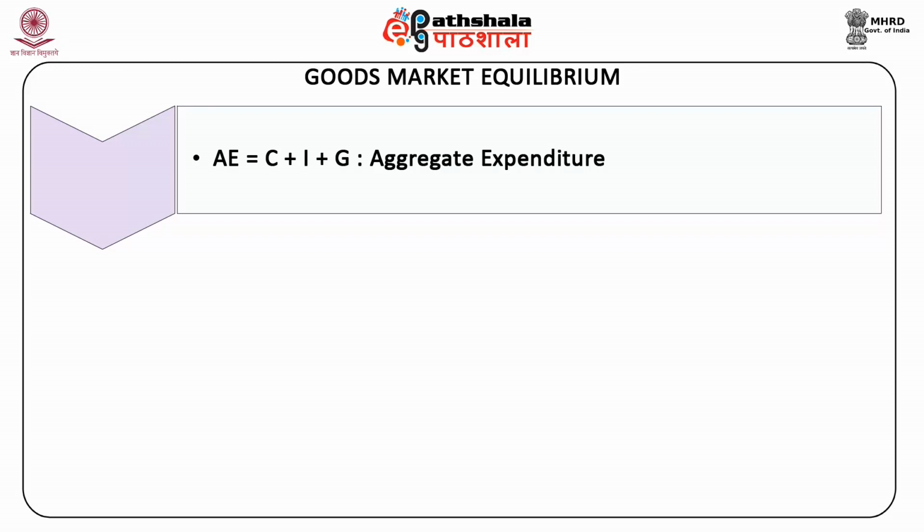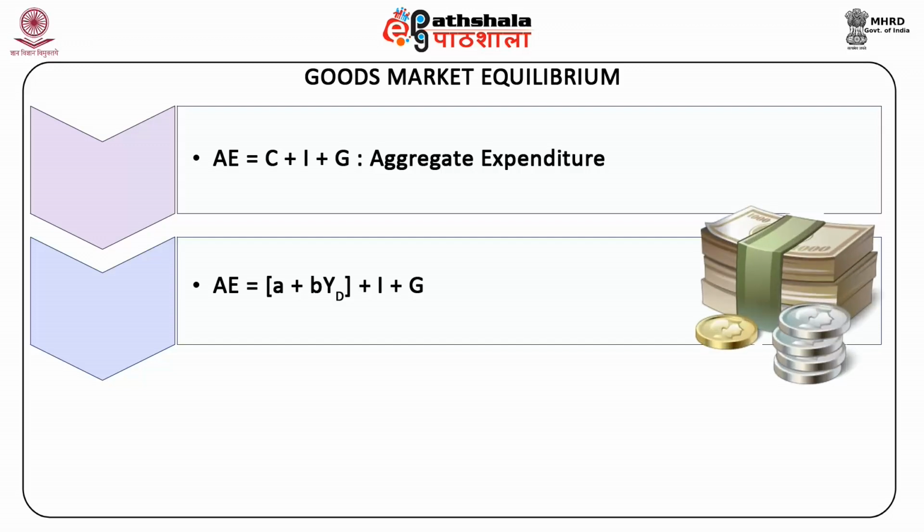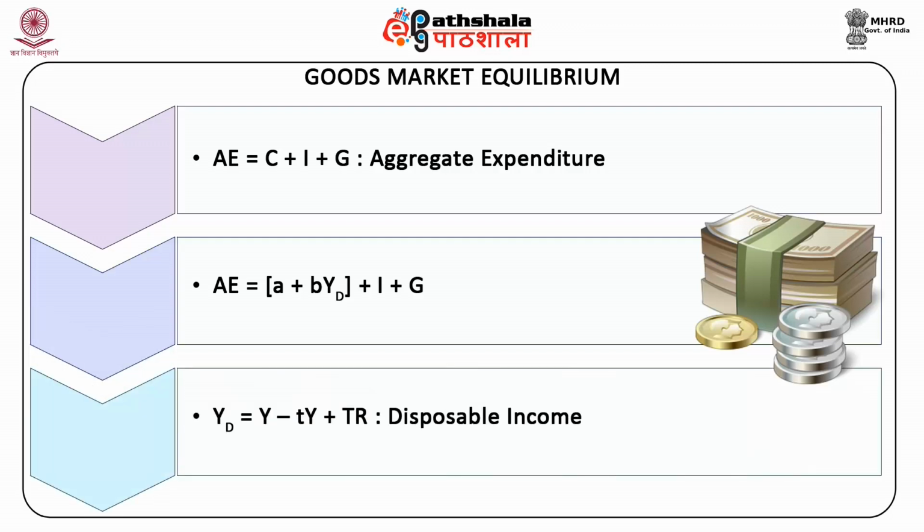AE = A + bYD + I + G. I is the autonomous investment, G is the autonomous government spending, and YD is the disposable income left after taxes and transfers have been adjusted in the income. YD = Y − tY + TR, where tY shows the proportion of income that is taxed and TR is the transfers made by the government to the individuals.